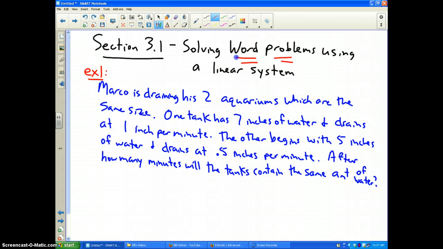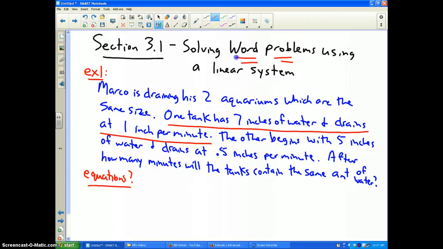Now, we're going to solve this by graphing, just like we did in the previous examples and lessons. But the first thing we need is our equations. We have 2 situations, which I'm going to underline in red. One, and this is what you have to pick out of the problems, is just what's important mathematically. One tank has 7 inches of water and drains at 1 inch per minute. And then the other one begins with 5 inches of water and drains at half an inch per minute.